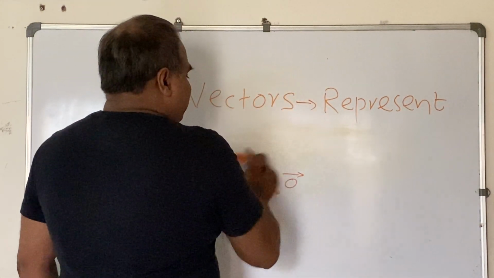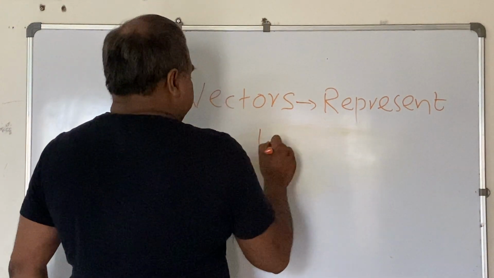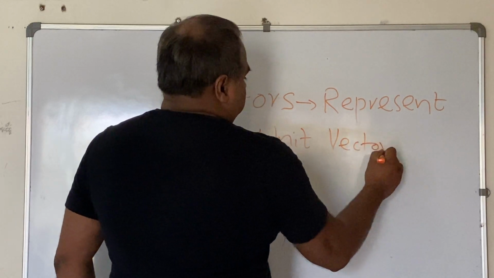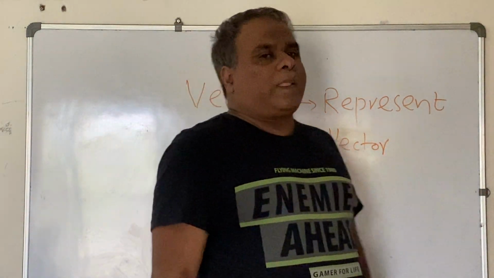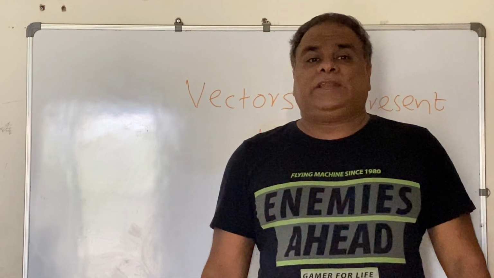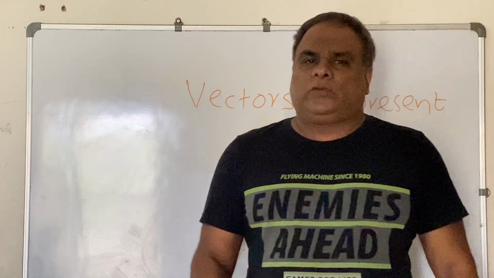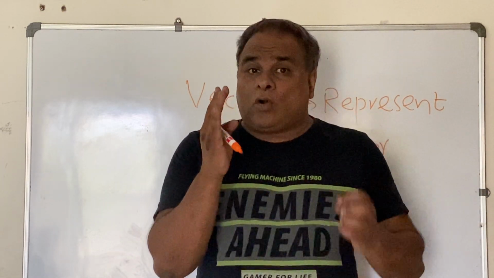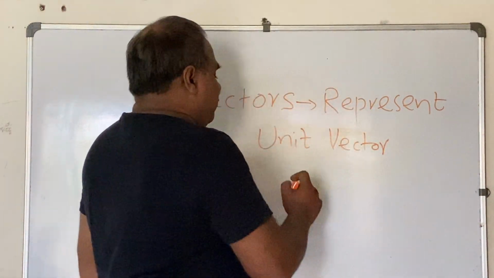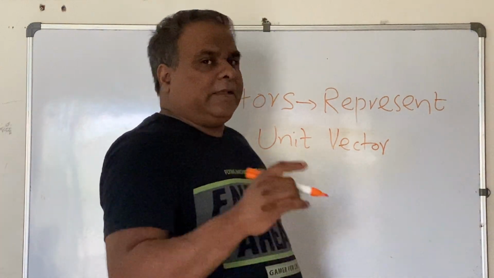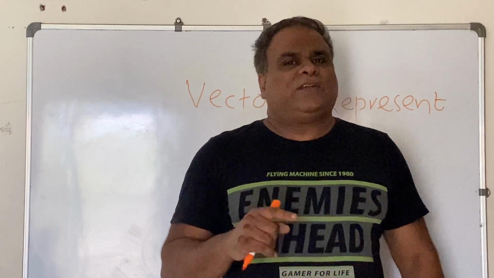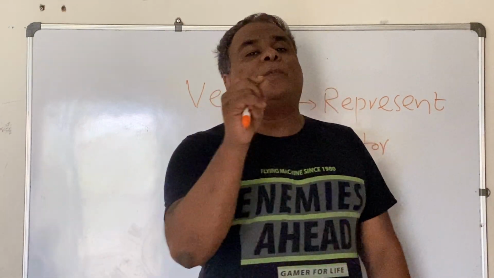So what is a unit vector? A vector whose magnitude is unity is known as a unit vector. So what is the magnitude or modulus of a unit vector? 1. A vector whose magnitude is unity is known as a unit vector. Unit vector has direction, but its magnitude is unity. Zero vector has direction, but its magnitude is 0.